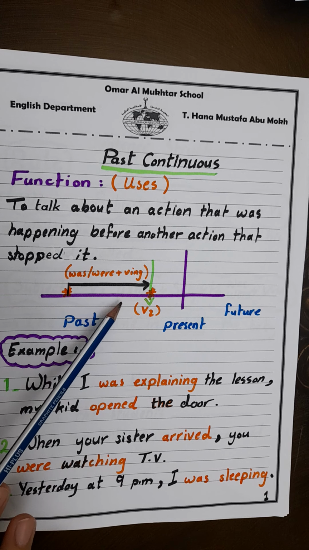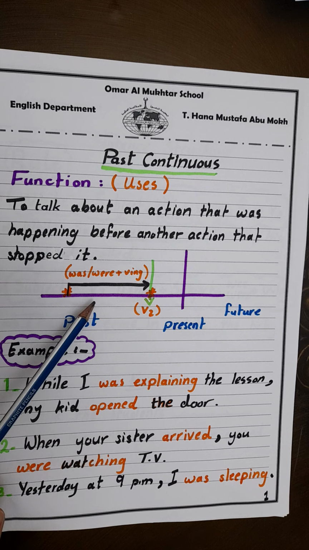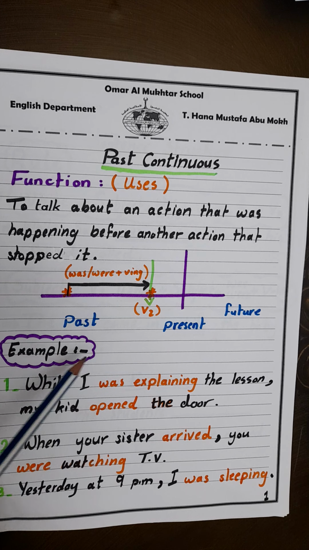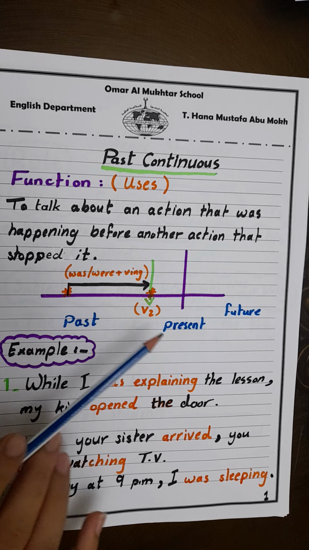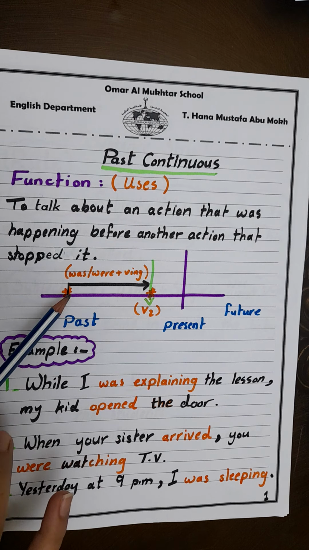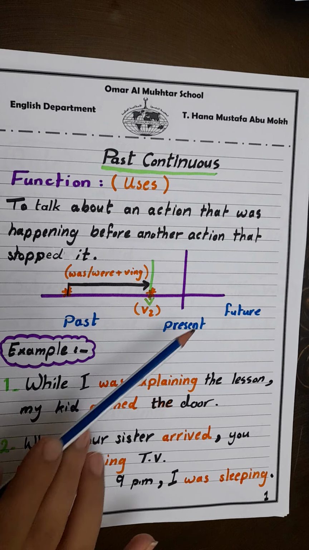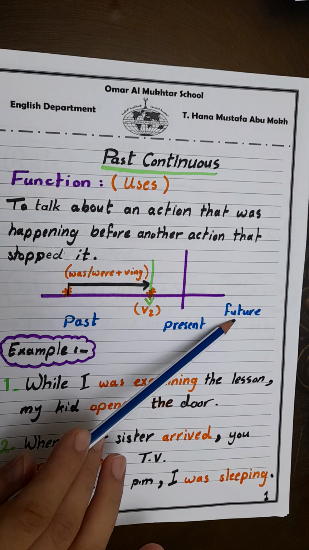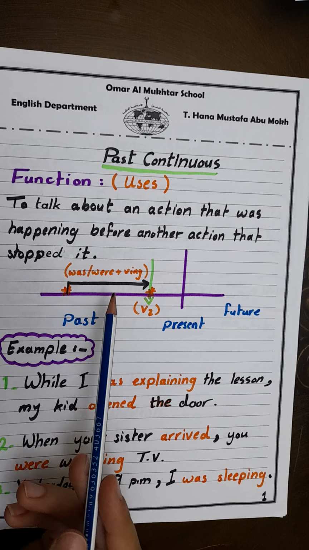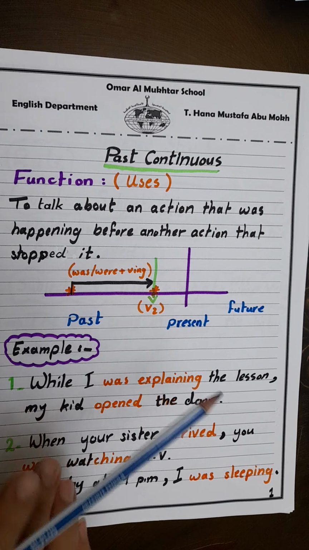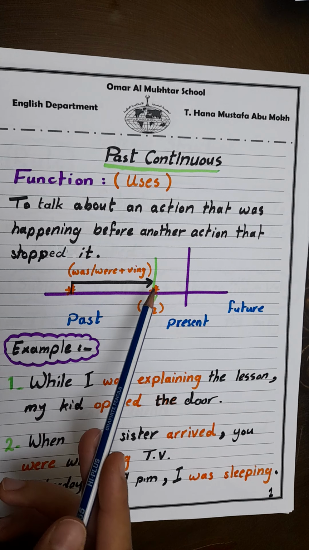Okay, another way to explain it. Here we have the line, or timeline. Okay, here I have the timeline. The timeline expresses what? The actions and the tenses. It shows us the events that happen across the tenses. I have past, present and future. Okay? Now we are talking about the past tense. Since we are talking about the past, our work will be here.